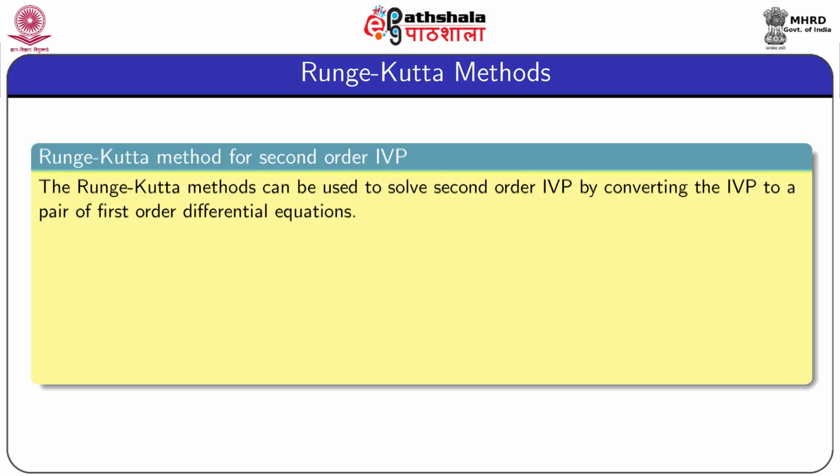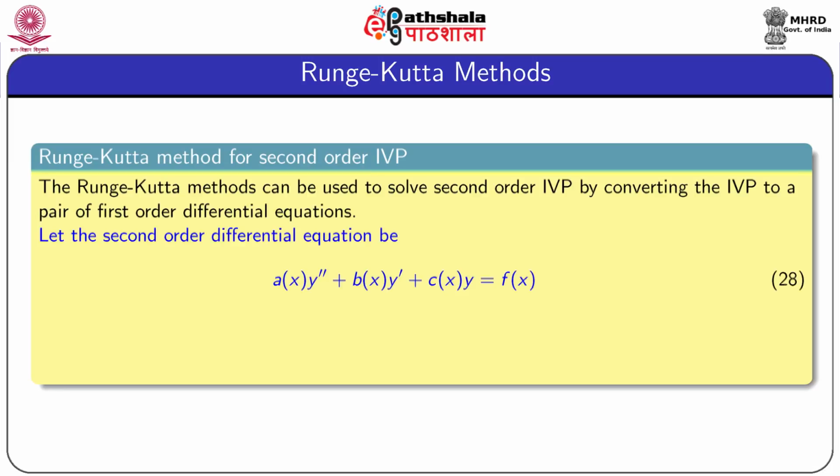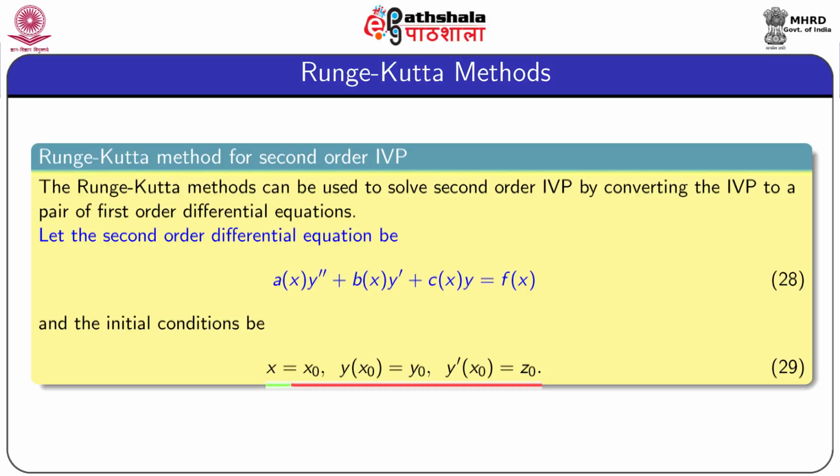Now we consider the second order initial value problem, and this problem can be solved with the help of Runge-Kutta methods, either the second order Runge-Kutta method or the fourth order Runge-Kutta method. Let us consider the following second order initial value problem. The equation is a(x) into the second derivative of y plus b(x) into the first derivative of y plus c(x) into y equal to f(x), where a(x), b(x), c(x) and f(x) are functions of x only, and the initial conditions are x equal to x0, y equal to y0 and dy/dx at x0 equal to z0.